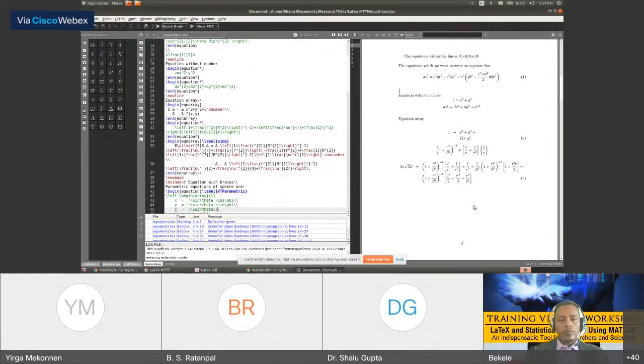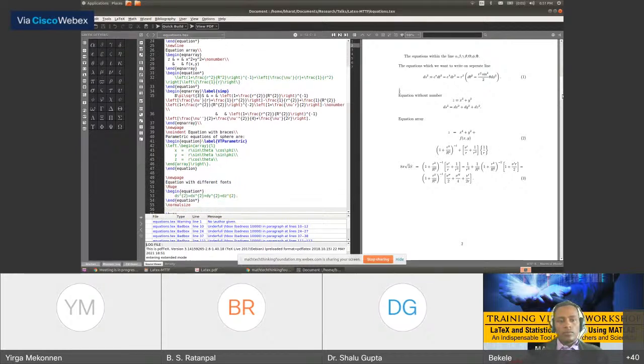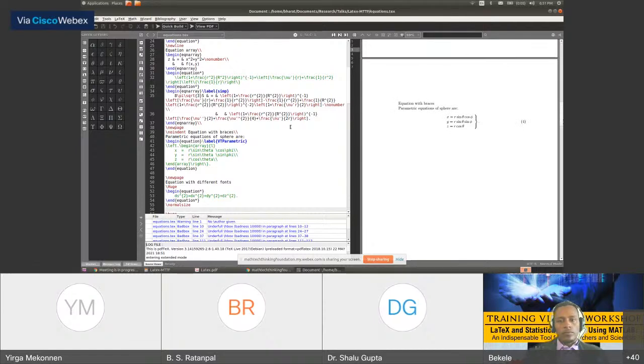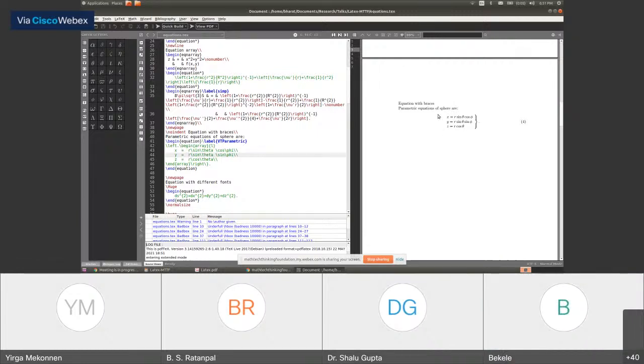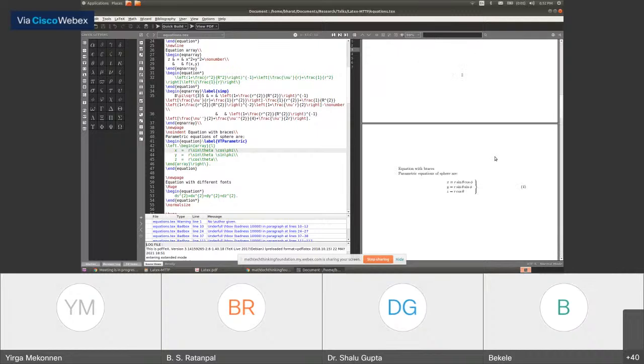The other is writing the parametric equations of the sphere. What you can observe in the earlier case is that we have not written the parenthesis to the equation array, and we directly wrote the equation number. But here I need the right brace, and then I need to write the equation number.